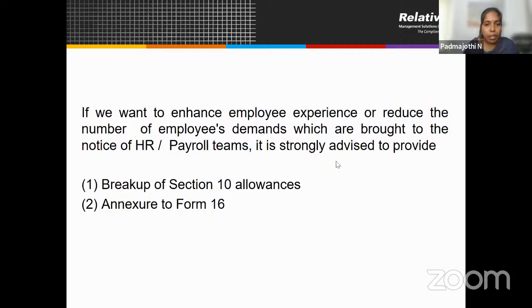If they have claimed excess exemptions or whatever it is, then they have to check with the tax consultant, and they have to provide the necessary proofs. If the Annexure 2 data is wrong, then we have to revise the Annexure 2 data and issue the revised Form 16 to that employee. And also, we are recommending to provide the breakup of Section 10 allowance in the annexure to Form 16, since it's mandatory for the employee to update these details in their individual tax returns.